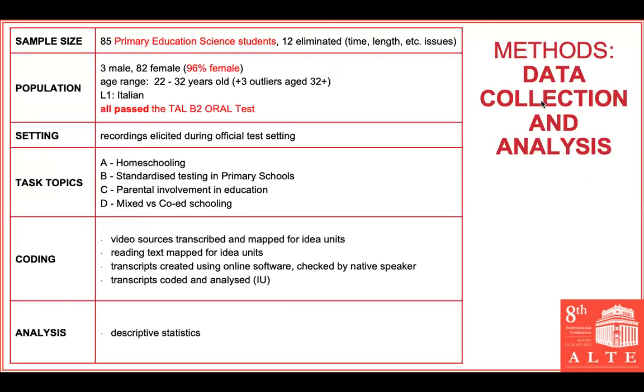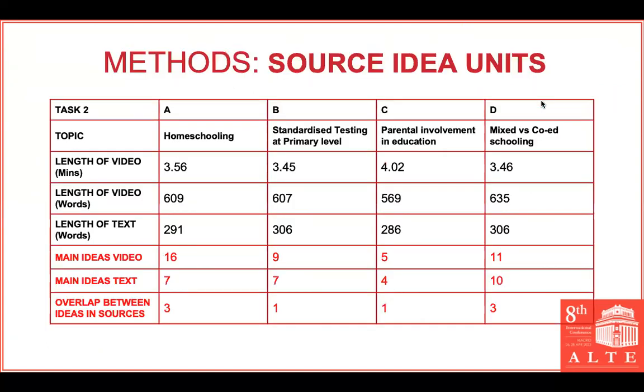Our sample consisted of 85 recordings of test taker performance elicited during official test sessions. Test takers completed one of 4 versions of the task in question, the topics of which you can see here. All of the source inputs were mapped for idea units, and transcripts of the test takers' performances the same. Analysis was carried out on the output of the mappings using descriptive statistics. Across the 4 versions, the source inputs were all of the same length, but when we mapped for idea units, we found differences in the numbers of main ideas in each and in the overlap between sources.